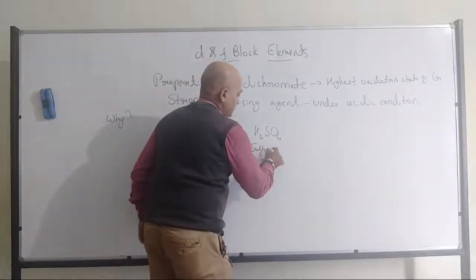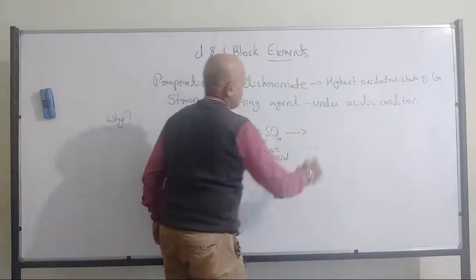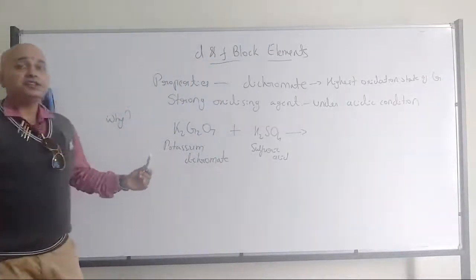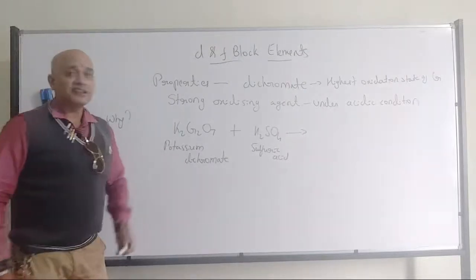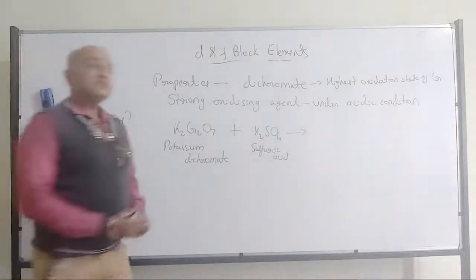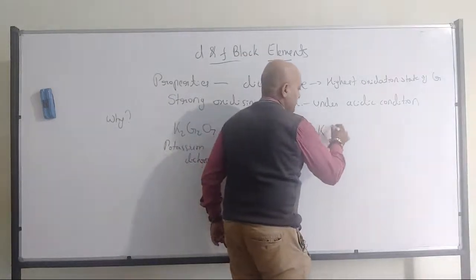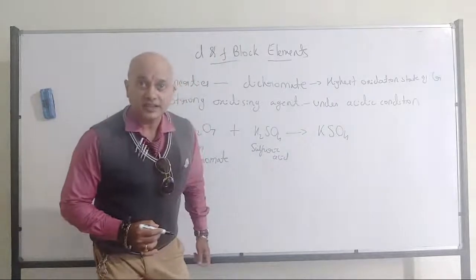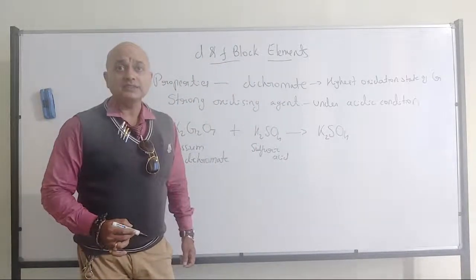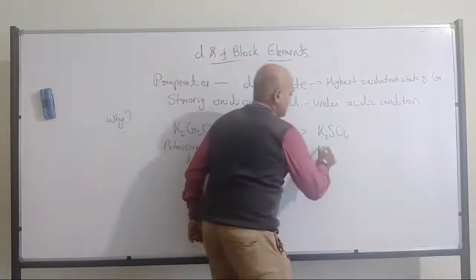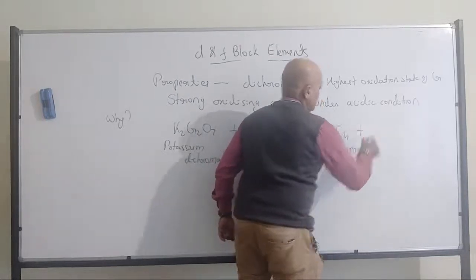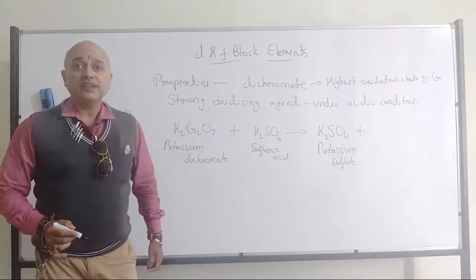In the presence of sulfuric acid, there will be a reaction where one of the products will be each metal sulfate. So which metals are present here? Potassium and chromium. So one of the products will be potassium sulfate. Is K SO4 correct? No, because sulfate is -2. We require 2 potassium to neutralize the -2 charge of the sulfate, so we have K2SO4, potassium sulfate. Now another product will be chromium sulfate.